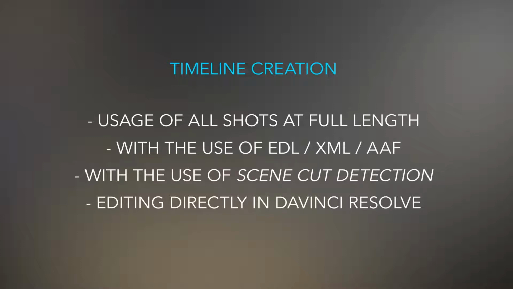Another way to create a timeline is by using decision lists we obtain or actually export from another editing program such as Adobe Premiere, Avid Media Composer, Final Cut Pro, etc. These lists can come either in the older but proven EDL format or, of course, in one of the newer formats such as XML and AAF. This way of creating a timeline is used when we've already edited our video in one of these programs and only wish to use DaVinci for color grading.